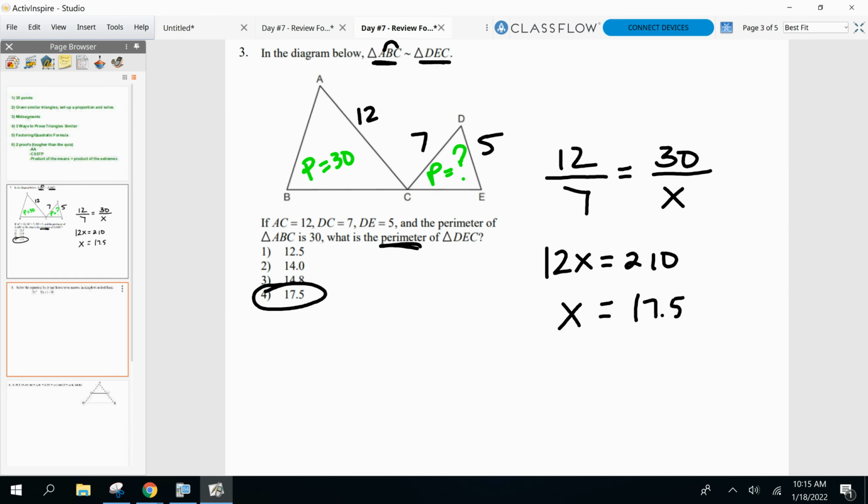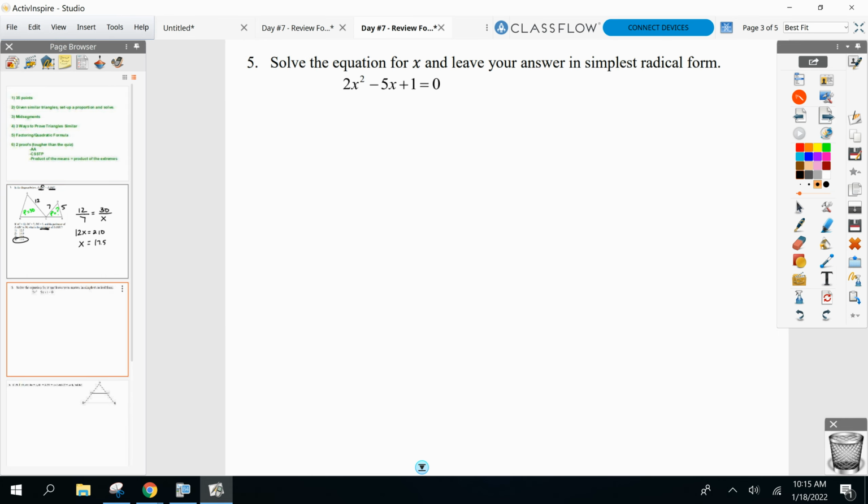Okay, next, I want to make sure I get to a quadratic formula and a factoring. Go to number 5, everyone. I think very few of you got there on Friday. Solve the equation for x and leave it in simplest radical form. Hey, look at the directions. I'm already telling you what's going to have to be used in this problem. Simplest radical form. What do you think is going to end up being used? Quadratic formula. This isn't going to be a factoring one.